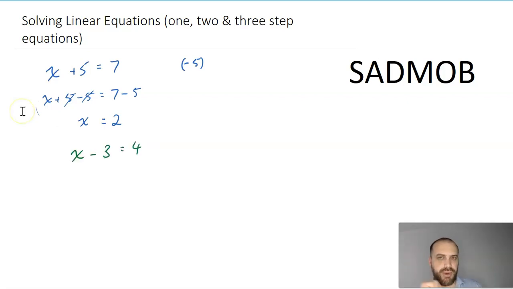So we have x minus 3 equals 4. We're subtracting 3 from x, so we need to do the opposite of that. We need to add 3 to both sides. That's going to look like x minus 3 plus 3, 4 plus 3. We're going to end up with x equals 7. All right, that's 2 really straightforward ones.